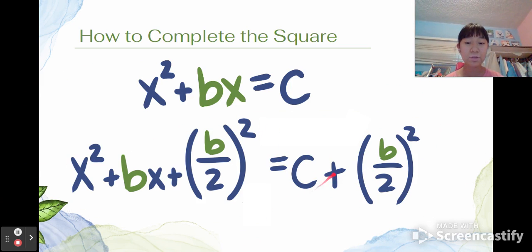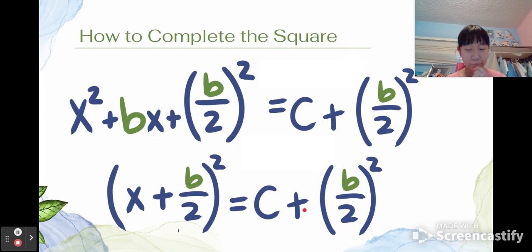So now we have this. What do we do now? Now we're going to factor the left side so it becomes a perfect square. How do we do that? You could factor the three terms, or you can use the simpler way, which is taking the b value, dividing it by 2, and writing x plus b over 2, squared. So you just take b divided by 2 and put it over here and make it a perfect square. And that's how you complete the square.